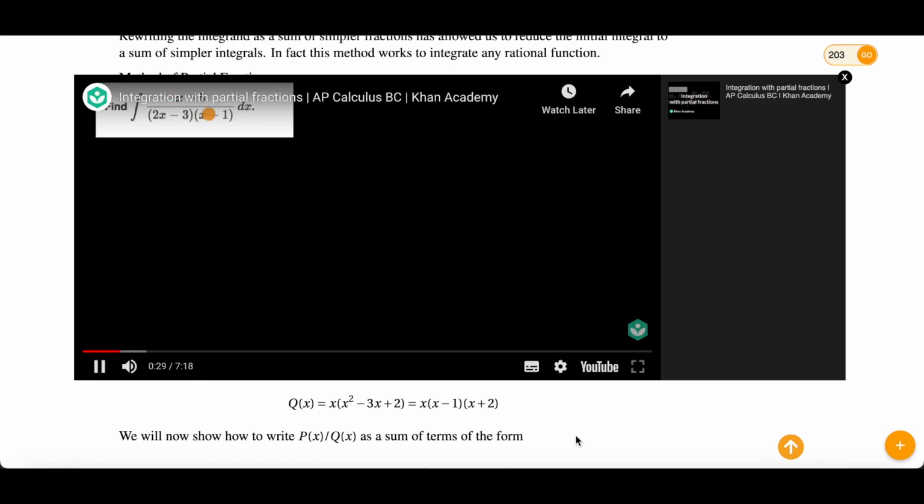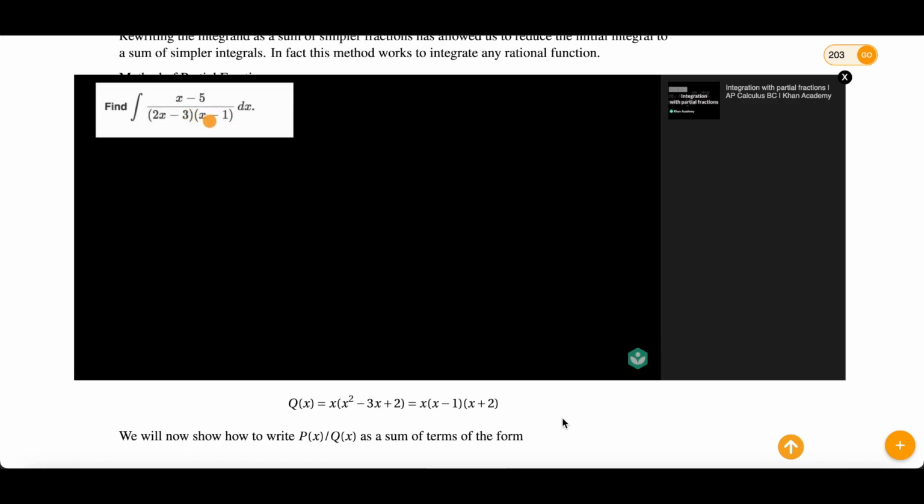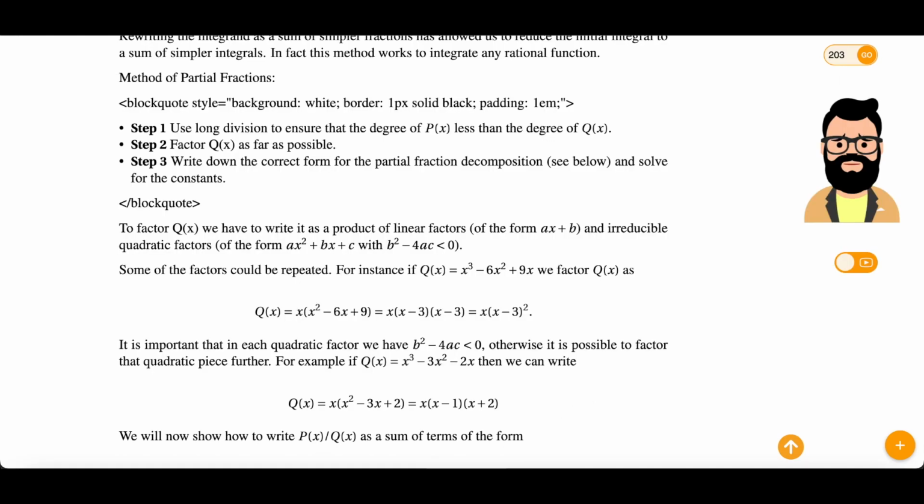To break up this rational expression into the sum of two rational expressions, a good hint there is the fact that this denominator here is factorable into these two expressions. So what we're going to try to do with partial fraction decomposition is say, can we express (x minus 5) over (2x minus 3)(x minus 1) as the sum of two rational expressions, where the denominator of the first rational expression is 2x minus 3, and the denominator of the second rational expression is x minus 1?